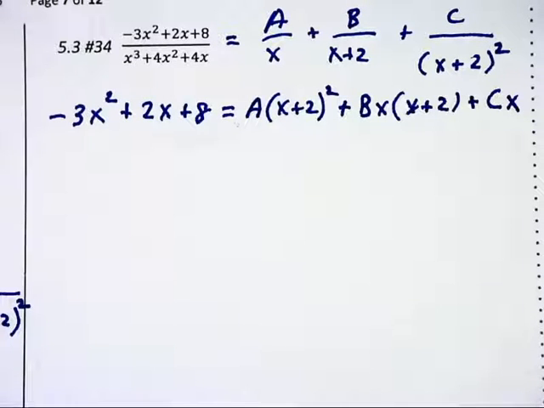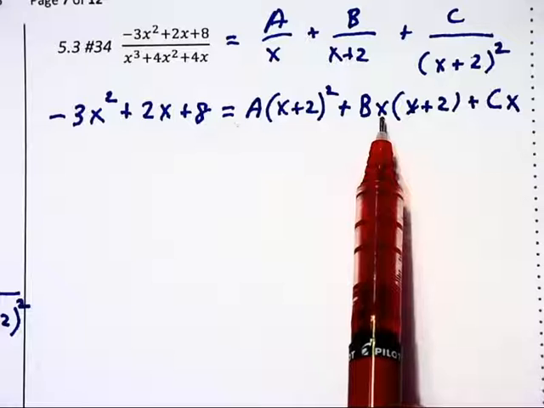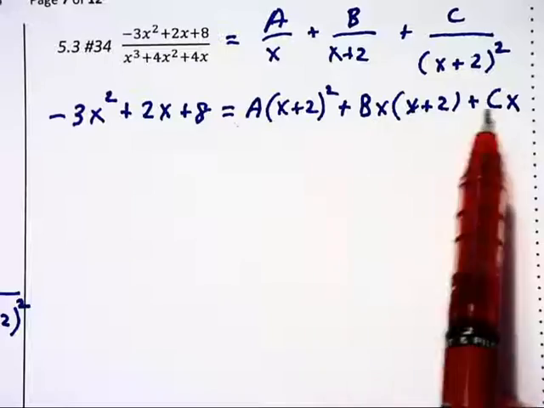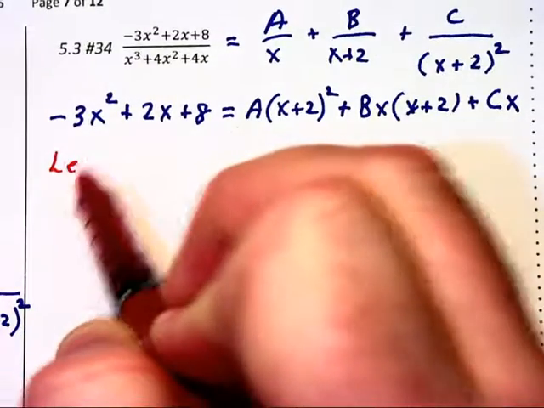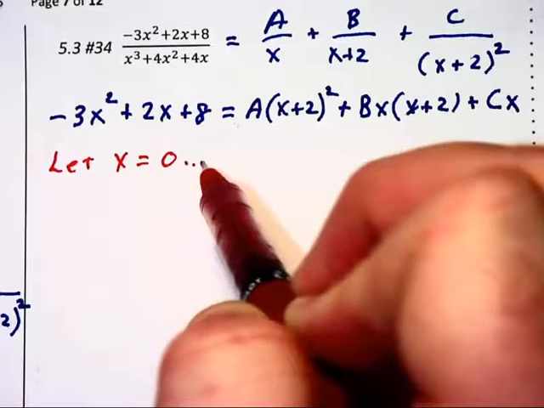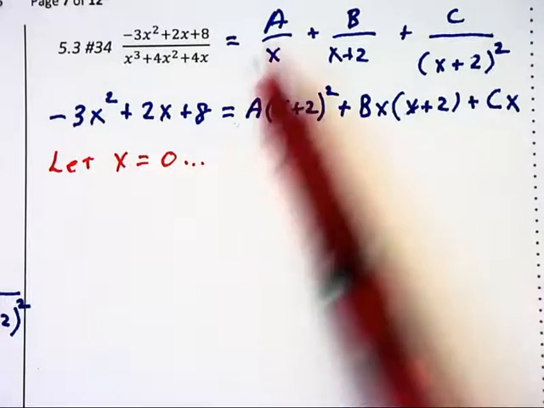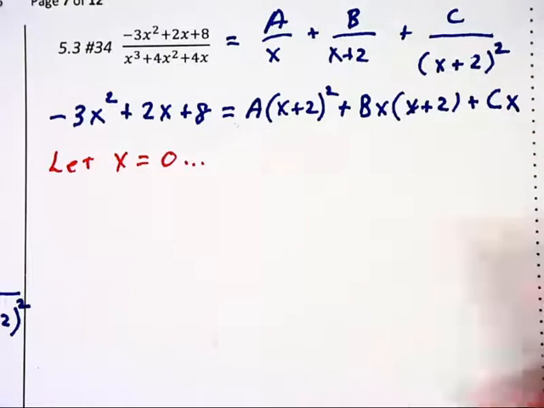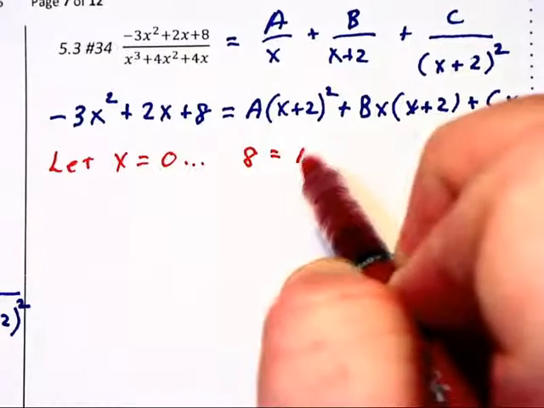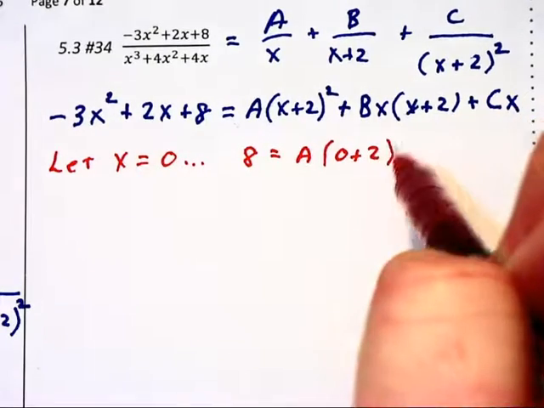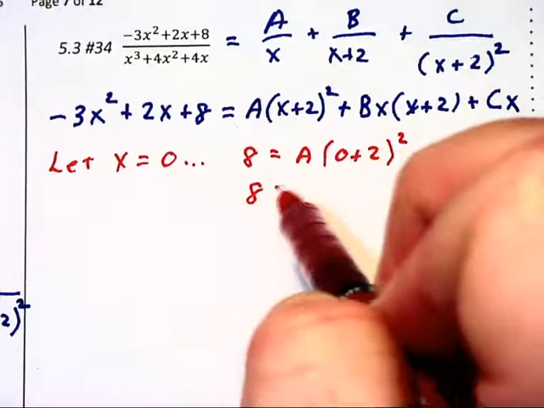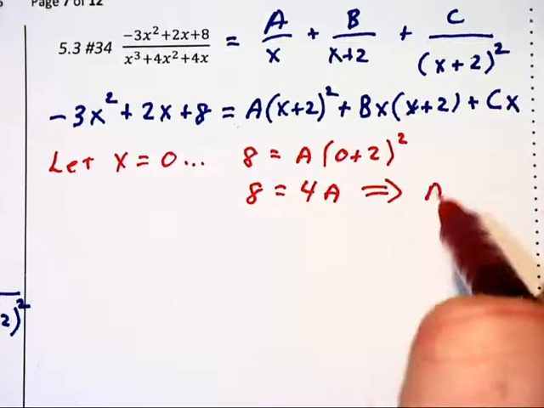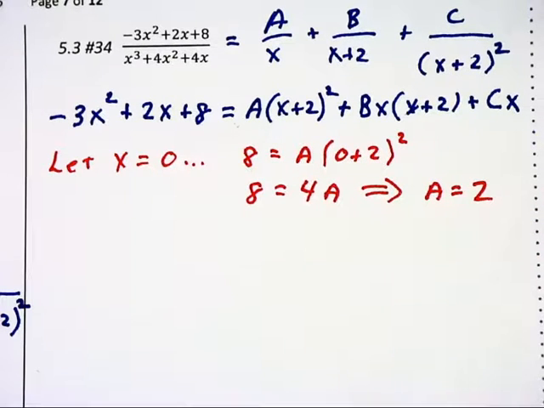Now we need to choose values to zero things out at the right. And I notice if I choose x equals 0, I will eliminate the whole b and c terms. So that would be a good choice. Let x equal 0. The left side of the equation basically zeroes out except for the 8. So we will have 8 equals a times 0 plus 2 squared. 8 will equal 2 squared, that's 4a, and this will imply that a is equal to 2. So there's one of our values.